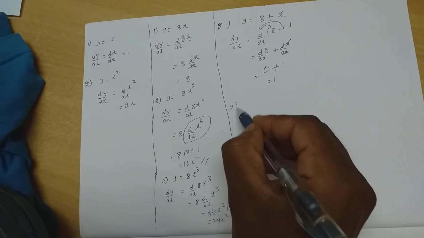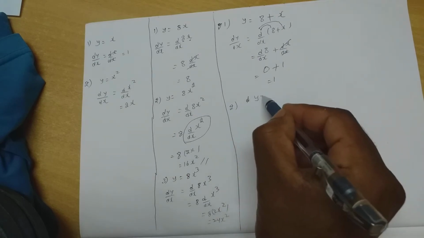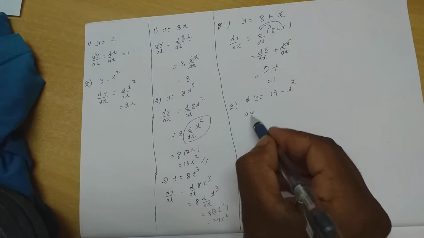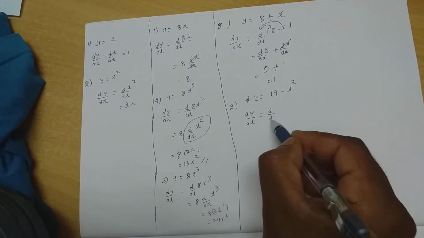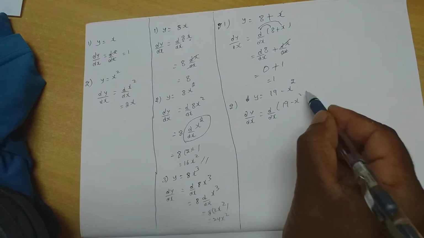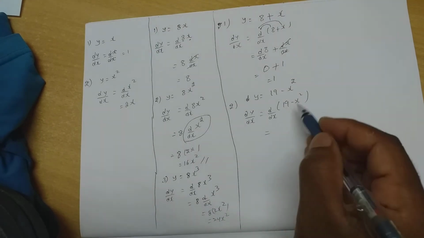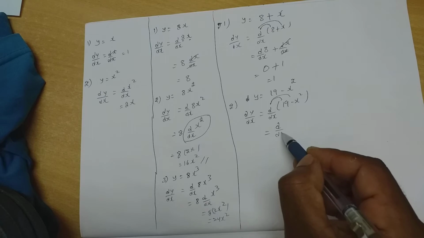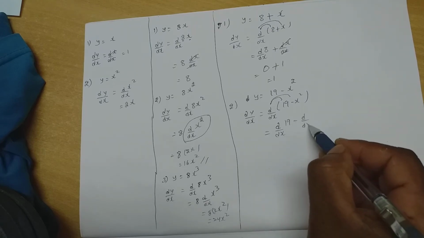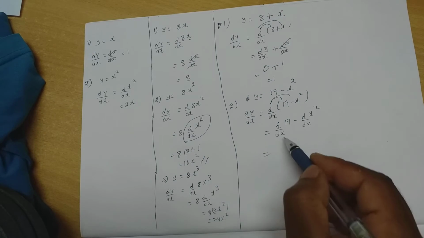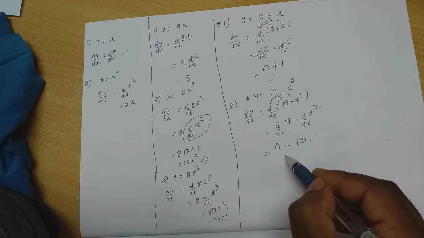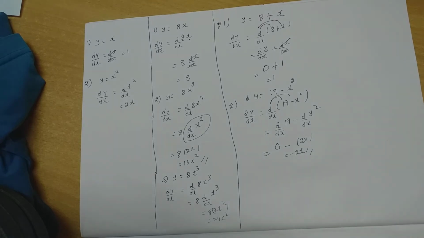Look at another example. If it is y equal to 19 minus x square, then how much will dy by dx be? It will be d by dx of 19 minus x square. It's two different terms, so this gets applied to this one and also to this one. So it becomes d by dx of 19 minus d by dx of x square. When it is applied on 19, it's a constant, you get 0. Minus for x square it is 2x. So minus 2x is the answer. Is it clear so far?